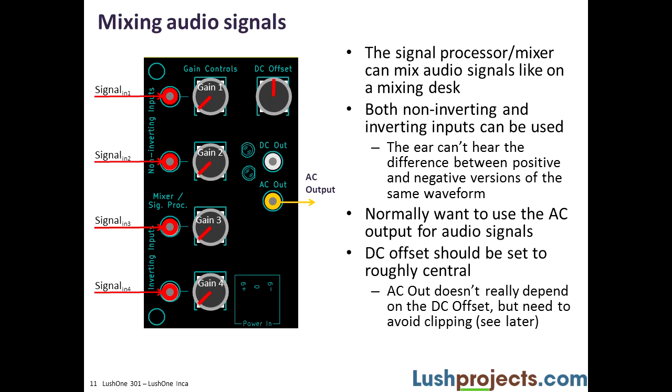Up to now, we've focused on using the signal processor and mixer for things like control voltages where we require a DC level. But for things like audio signals, we don't normally want to have a DC component, we just want to have the signal itself without the DC level in it. And for that purpose, the mixer contains both a DC output and an AC output.